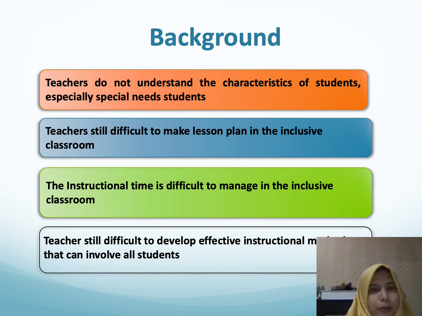This is the background of why we do the research. We have four backgrounds. First, teachers do not understand the characteristics of students, especially special needs students. Second, teachers still find it difficult to make lesson plans in the inclusive classroom. Third, the instructional time is difficult to manage in the inclusive classroom. And fourth, teachers still find it difficult to develop effective instructional methods that can involve students. So this is our background for why we do the research.